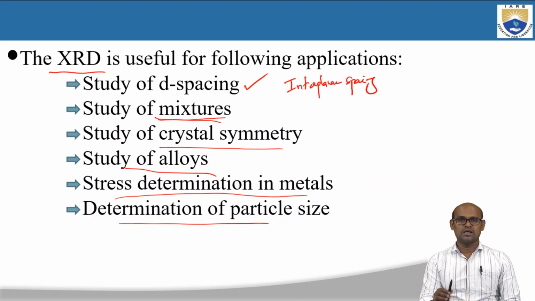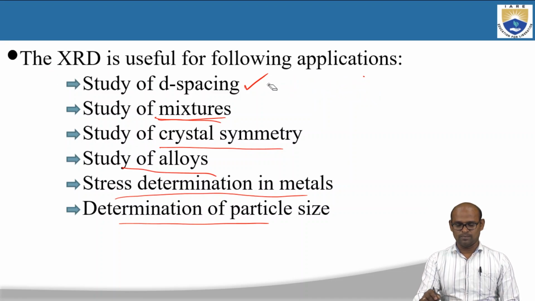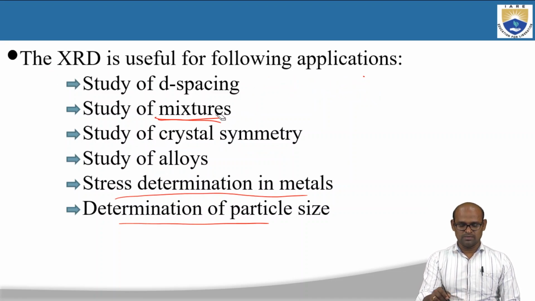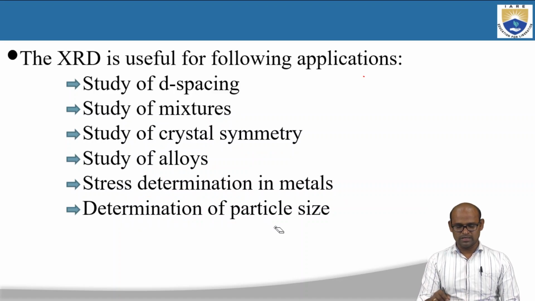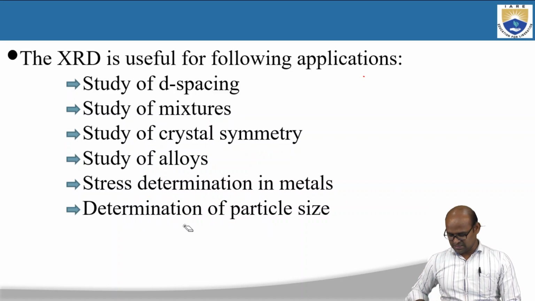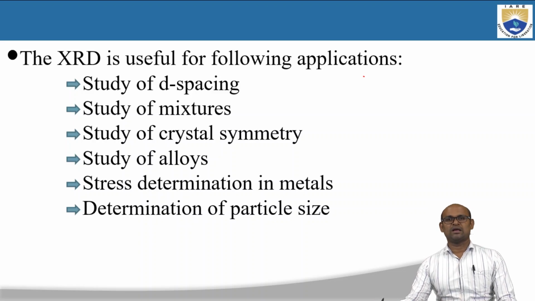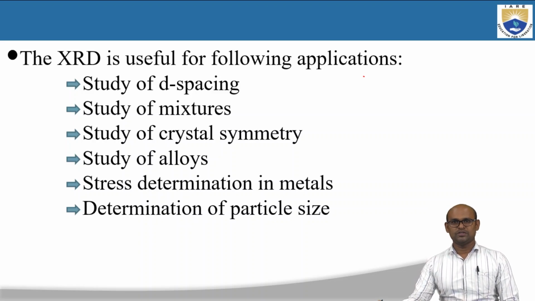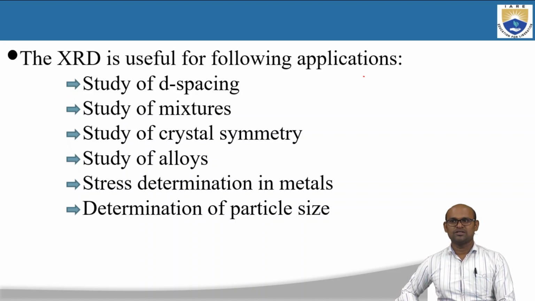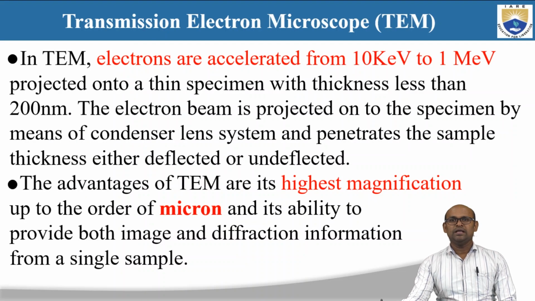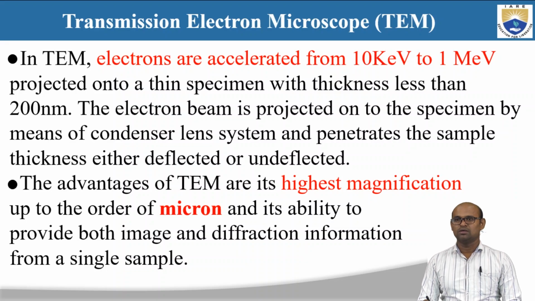Okay, so using X-ray diffraction, we can study various properties and symmetries, properties of mixtures, interplanar spacing, particle size, and so on. So this is one of the characterization techniques, X-ray diffraction, to study crystal structure and structural properties of metals and alloys. The second characterization technique is the transmission electron microscope, which is TEM.